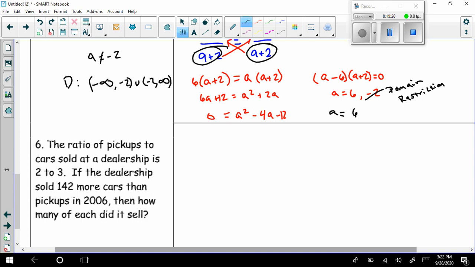Okay. So ratio leads to our word problems here. Remember that a ratio is when we compare two numbers to two others. So the ratio of pickup trucks to cars sold at a dealership is 2 to 3. And so that is our ratio, is 2 to 3.